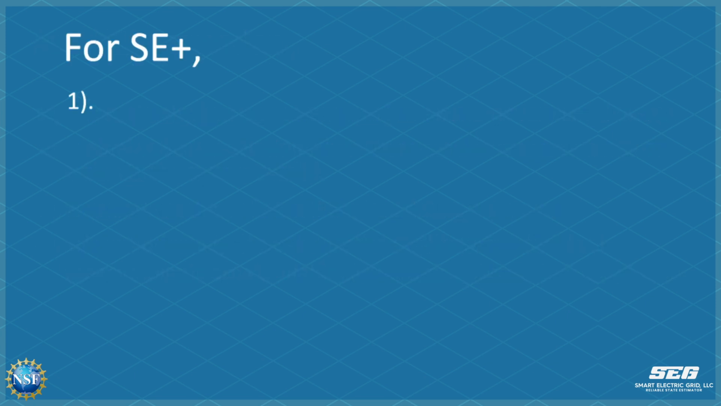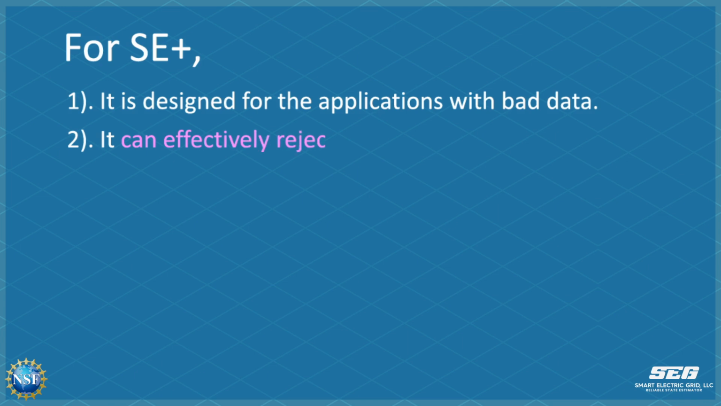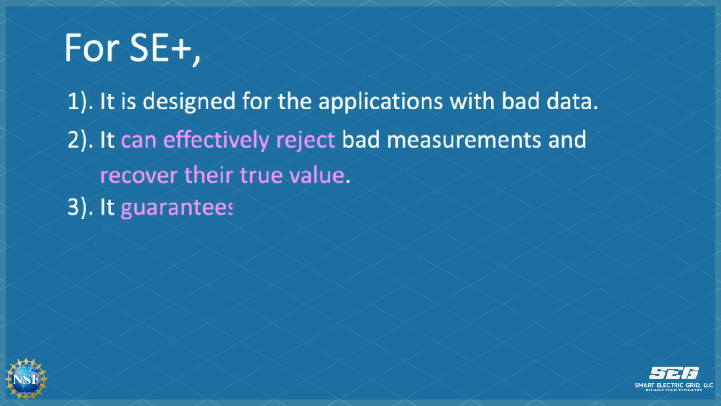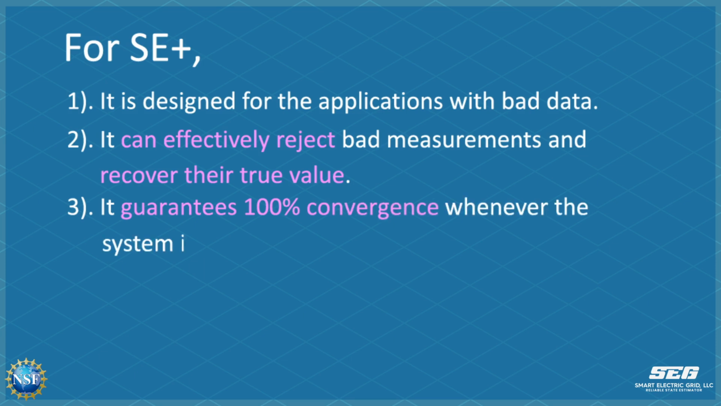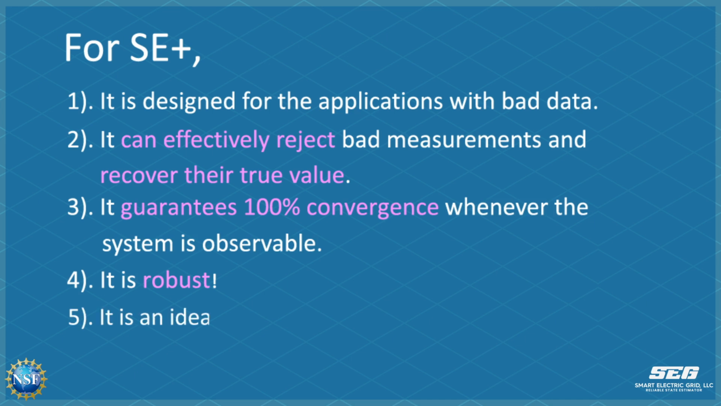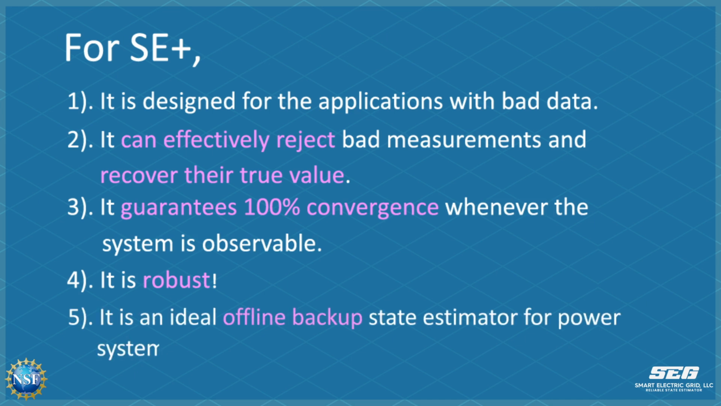For SE+, it is designed for the applications with bad data. It can effectively reject bad measurements and recover their true value. It guarantees 100% convergence whenever the system is observable. It is robust. SE+ is an ideal offline backup state estimator for power system operations.